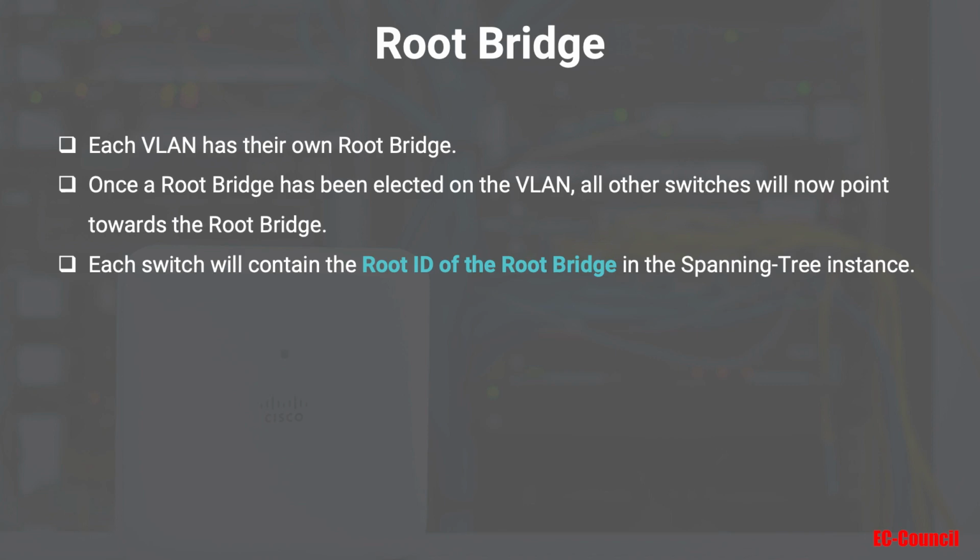Once a root bridge has been elected on the VLAN, all other switches will simply point towards that particular root bridge, again simply because the root bridge is a central reference point for all traffic for that VLAN. Each switch will contain the root ID of the root bridge within their own spanning tree instance.